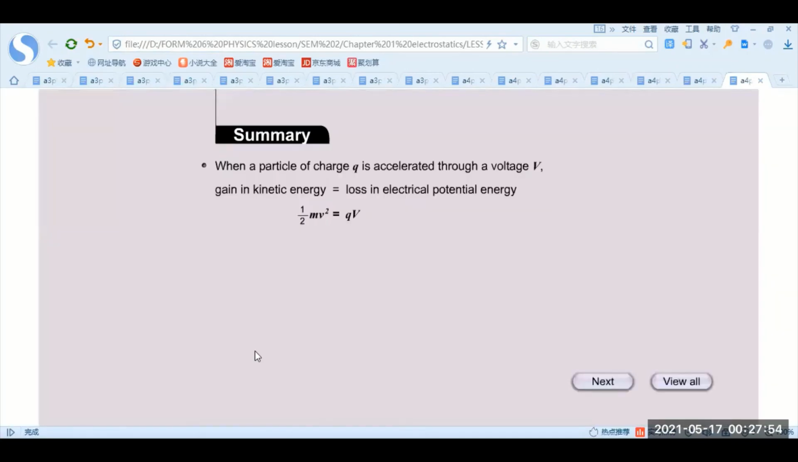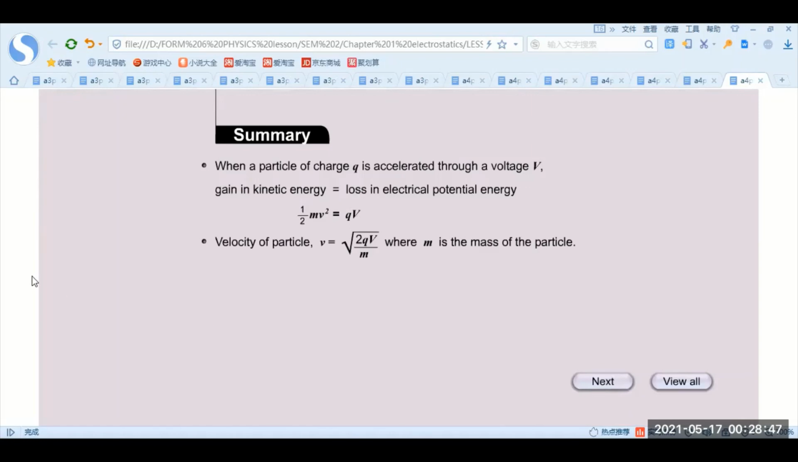Ladies and gentlemen, as a conclusion, we can say that when a particle of charge Q is accelerated through a voltage V, the gain in kinetic energy will equal the loss in electric potential energy, where 1/2 mv squared is equal to QV. Be very careful. The small v is the speed or velocity of the charge, and the capital V is the electric potential. If there is an electron, m will be the mass of the electron. If there is a proton, it will be the mass of the proton.